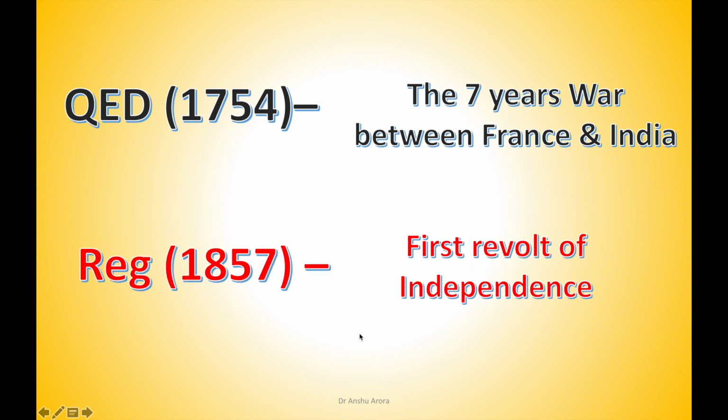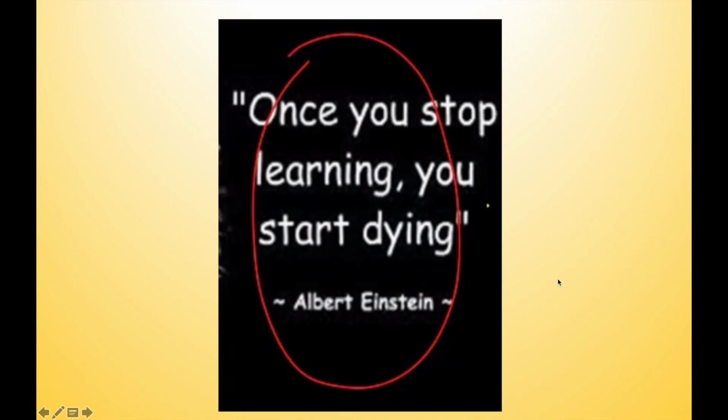Likewise, the first revolt of independence, we registered and we made a real attempt that we will get independence. So Reg, R-E-G, which is a short form of register, R stands for 18, E for 5, G for 7. These I hope were good examples.